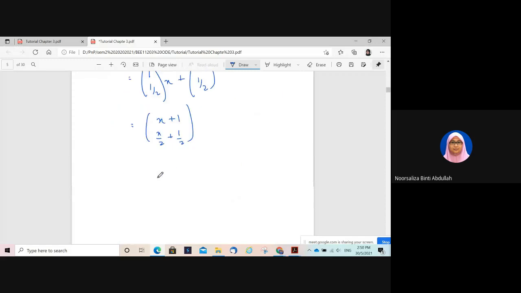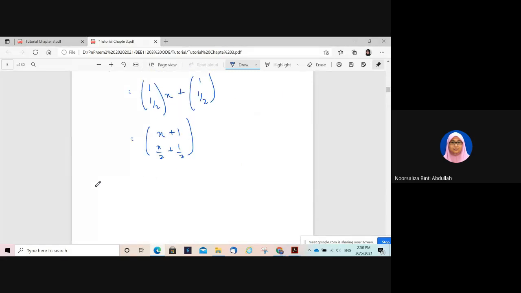So the general solution will be y equals to, this one y is actually y1, y2, equals to C1 eigenvector 1 exponent lambda 1 x, plus C2 eigenvector 2 exponent eigenvalue 2 x.